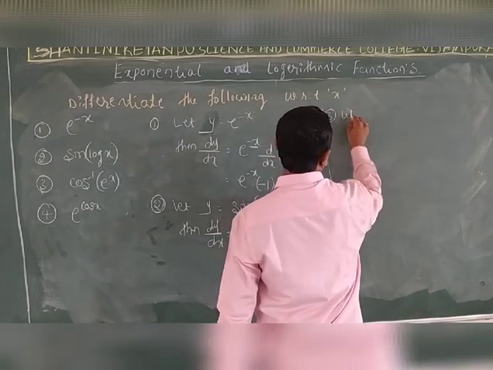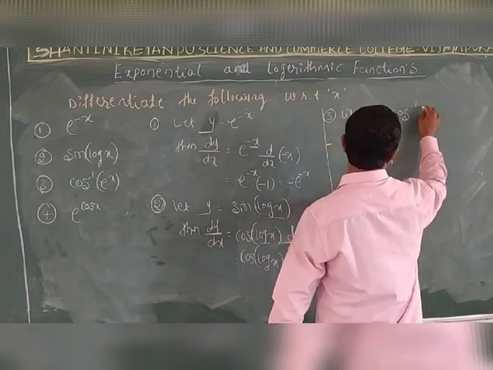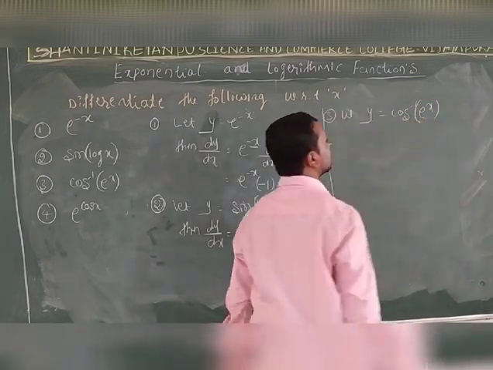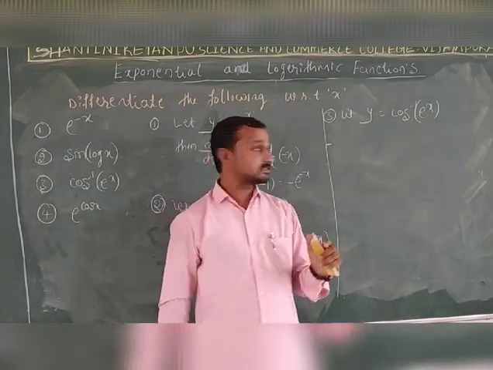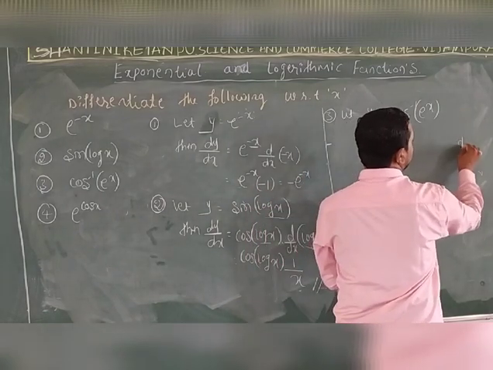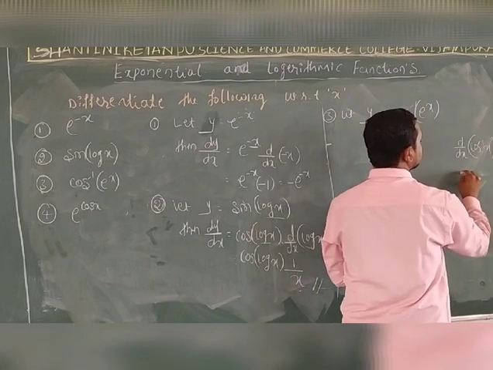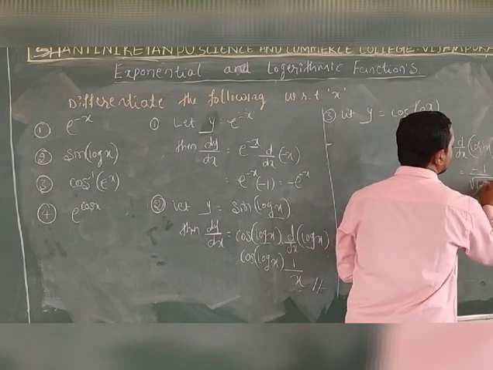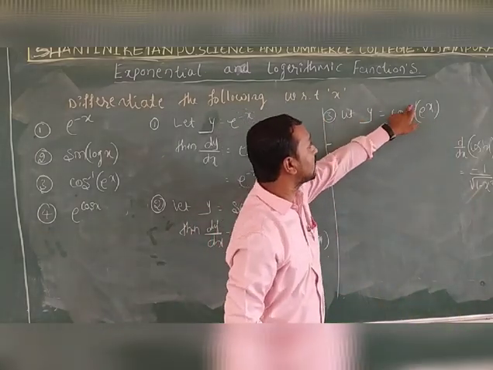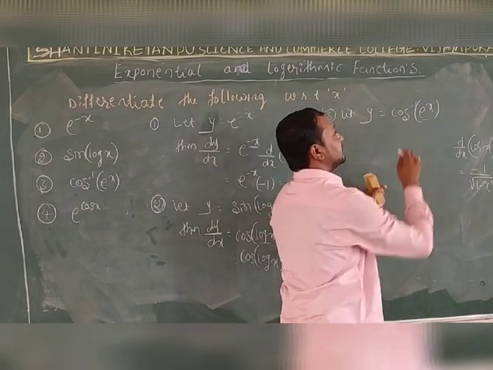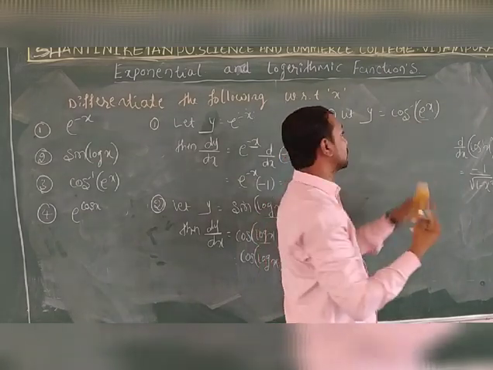Third one, let us consider y equal to cos inverse of e raised to x. This is also called an inverse trigonometric function. We already know the derivative of an inverse trigonometric function. What is the derivative of cos inverse x? Minus 1 divided by root of 1 minus x square is the formula. So apply that. This is the form y equal to cos inverse of, instead of x, e raised to x. So first apply the derivative of cos inverse of x.